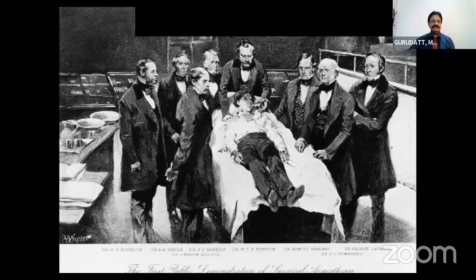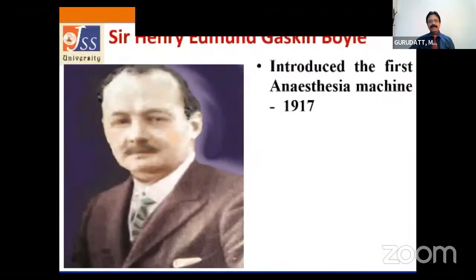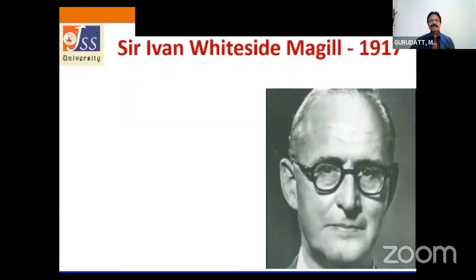For many years, this was the type of anesthesia that was given, and there was no need for breathing systems, till Sir Henry Edmund Gaskin Boyle introduced the first anesthesia machine in 1917. So there was a requirement of a breathing system which could connect the machine to the patient, and the anesthetic plus the oxygen could be provided to the patient. This requirement was fulfilled by Sir Ivan Whiteside Magill, in 1917.